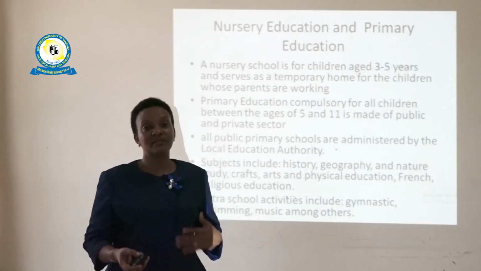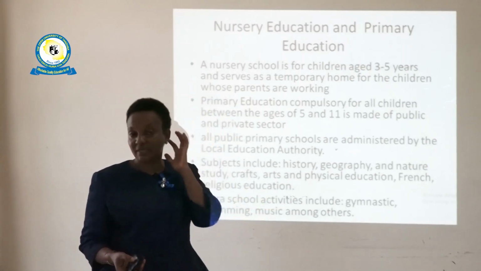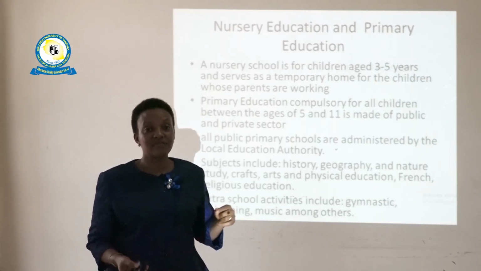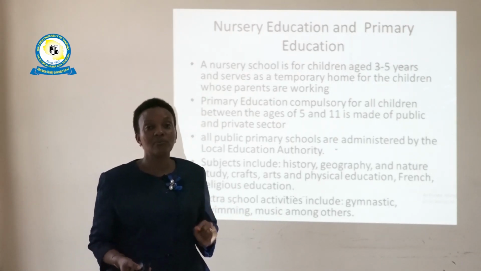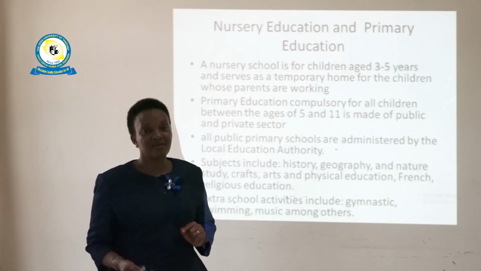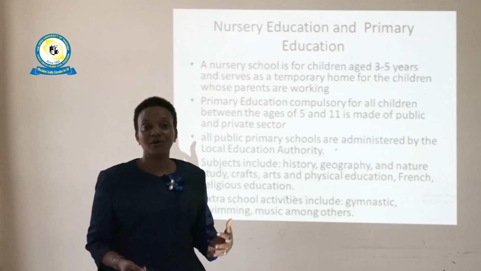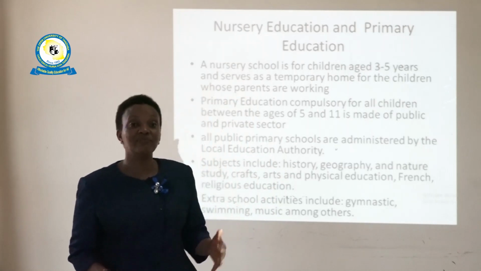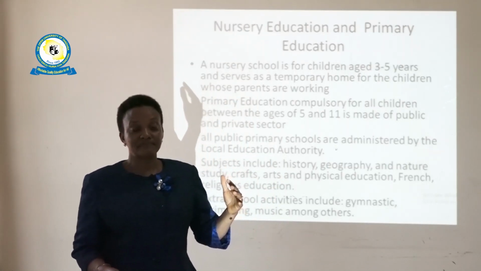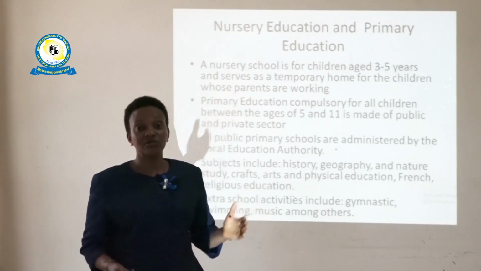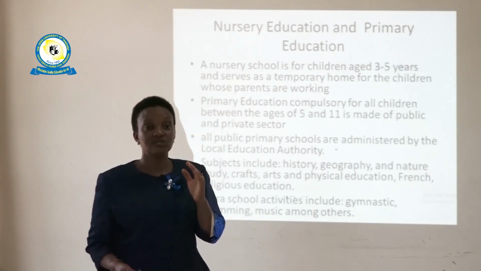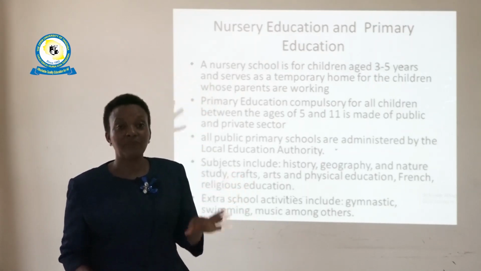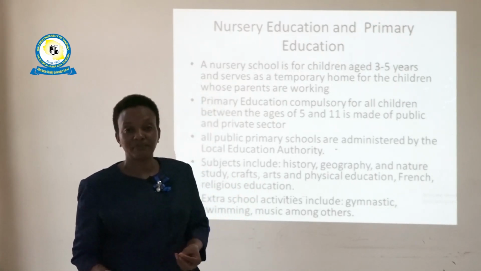Now, what about the nursery education and primary education in Britain? A nursery school is for children aged 3 to 5 years and serves as a temporary home for the children whose parents are working. So, any parent in Britain who is busy with work, who has no time for child rearing, takes a child to what is called a nursery school. There it is a temporary home for these children.